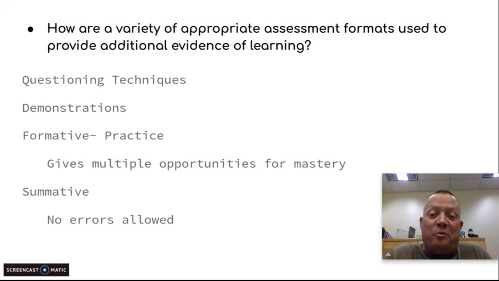How are a variety of appropriate assessment formats used to provide additional evidence of learning? I'll go back to what I said before. Just different questioning techniques that I like to use, and I even have them ask me questions as if they were trying to train me. The demonstrations, them being able to walk me through what I was supposed to be doing, and then the practice. So formative practice, allowing them to get that in as many times as they need for mastery of the actual lab sample. I can't have them messing up during the actual lab sample, so they have to have mastered the skill. So as much practice as they need.